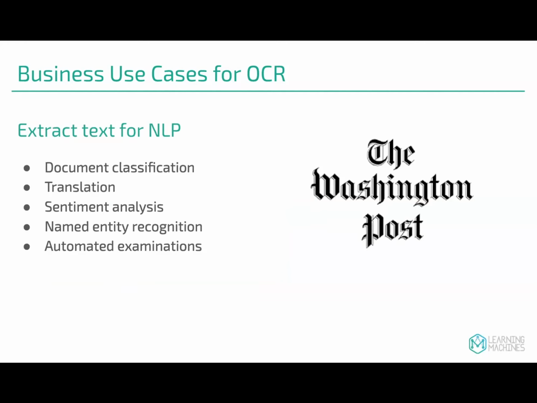People are starting to use OCR systems in automated examinations. And maybe a good example of that is the Washington Post, which obviously deals with a large volume of public documents that they need to read in, and they use it as a first step to find entities and to be able to verify facts about the world.